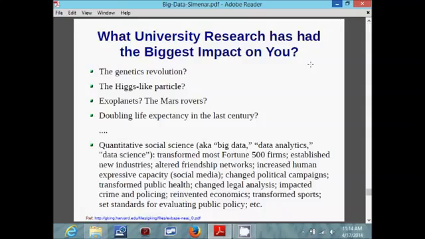So the top companies nowadays in the market, the ones that have the most profit or value, all of them resulted from social sciences. Twitter, Facebook, all these. They established new industries, altered friendship networks, increased human experience capacity, changed political campaigns, transformed public health, changed legal analysis. All these issues that touch you directly have been generated, produced, and resulted from big data and big data analytics.